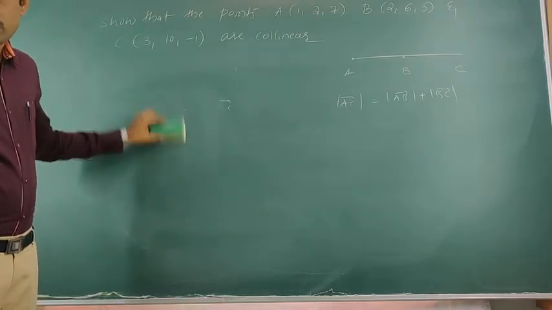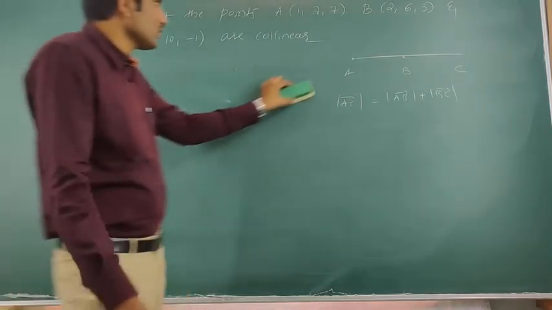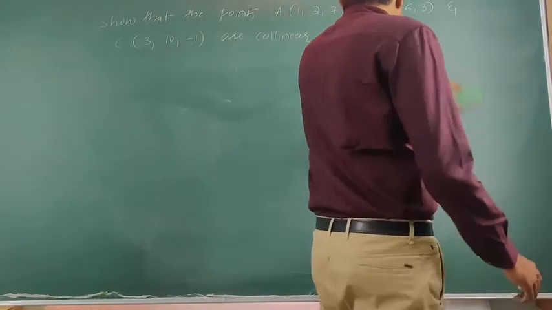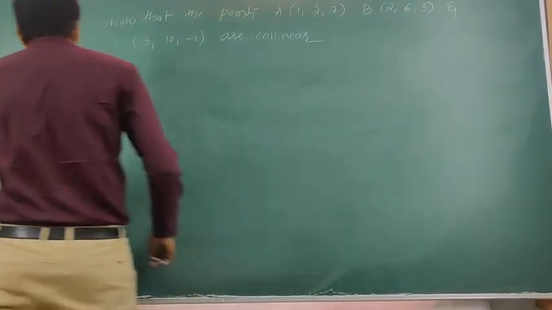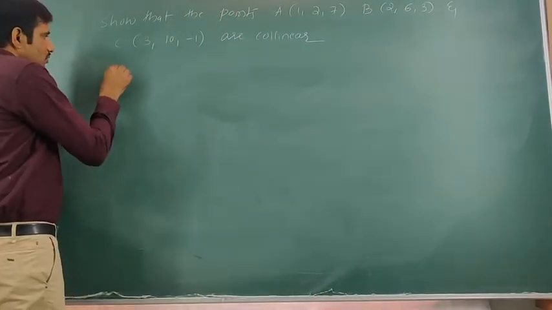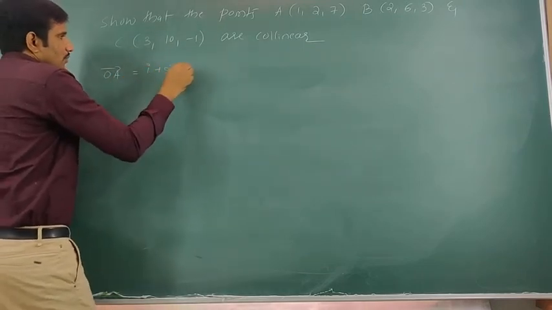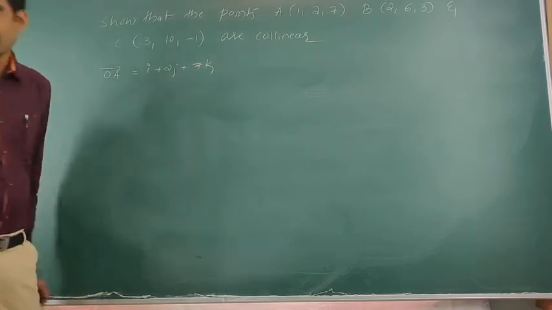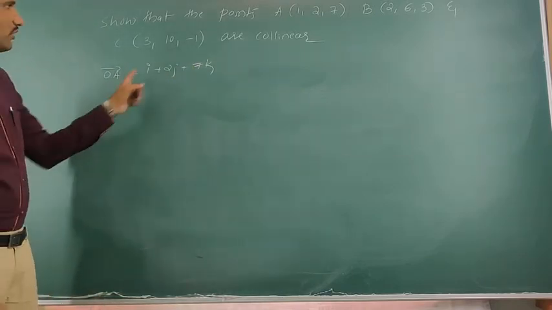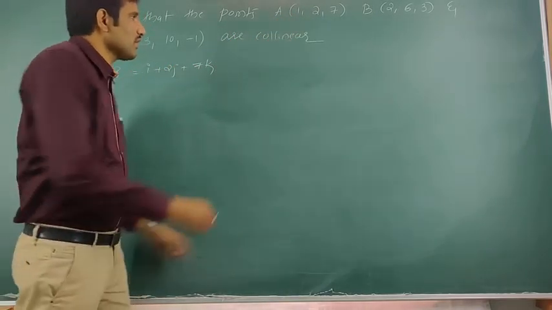Is it clear, students, how to show the 3 points are collinear? Now see how to show that here. First I will find the position vector of A, OA. So what is the position vector of A? It is i plus 2j plus 7k, right?